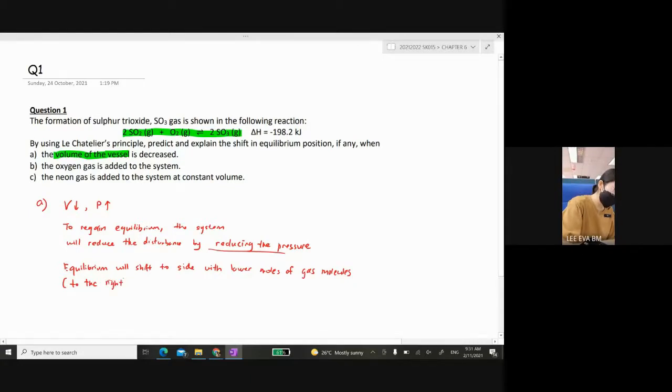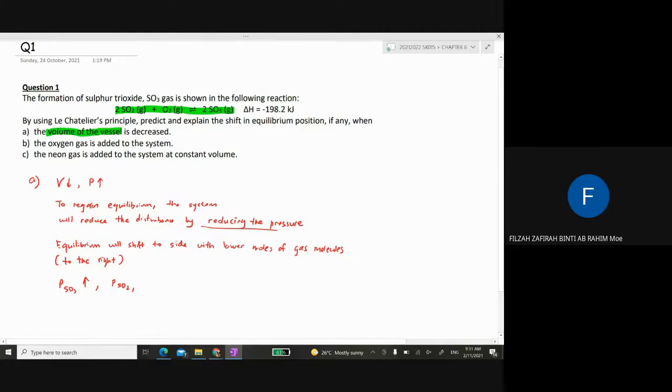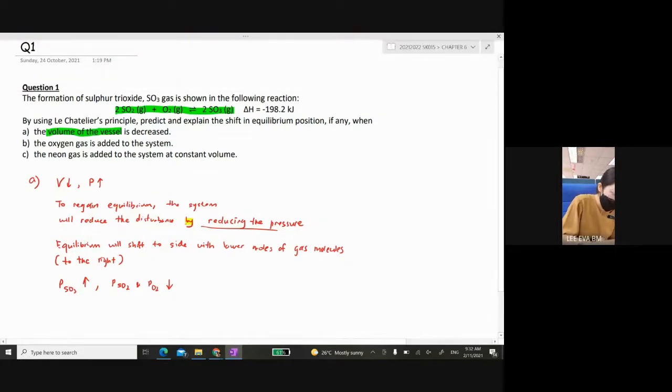Okay, to the right. So what happens to the pressure of SO3? Increasing or decreasing? Increase. Pressure of SO2 and O2? Decrease. Okay, so the pattern is more or less like this. I've highlighted your keywords. You need to write by reducing the pressure, shift to the side with lower moles of gas molecules, which is to the right. This is the important key.